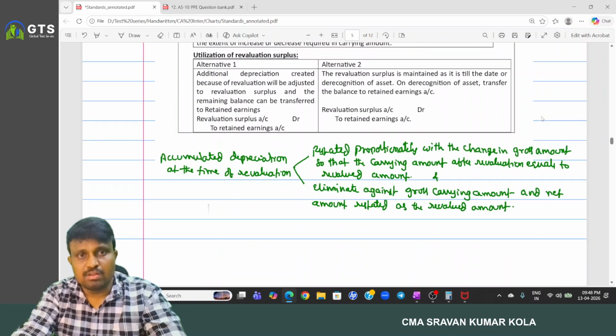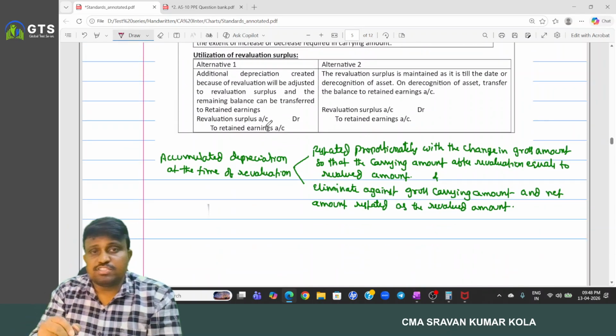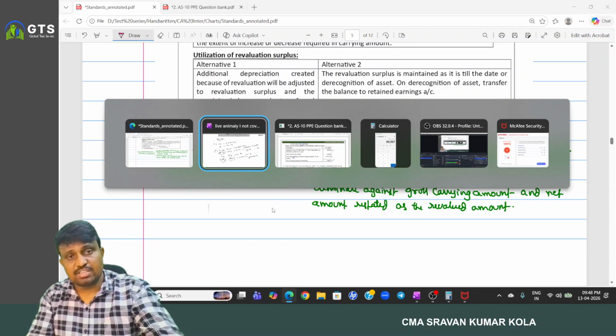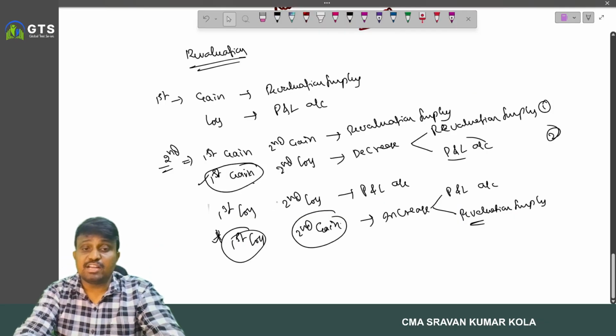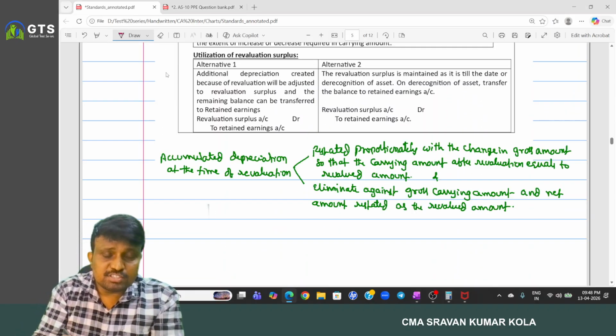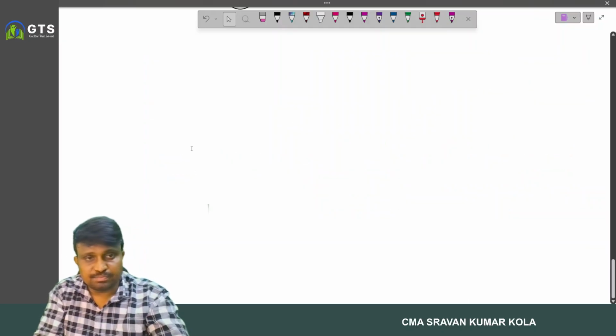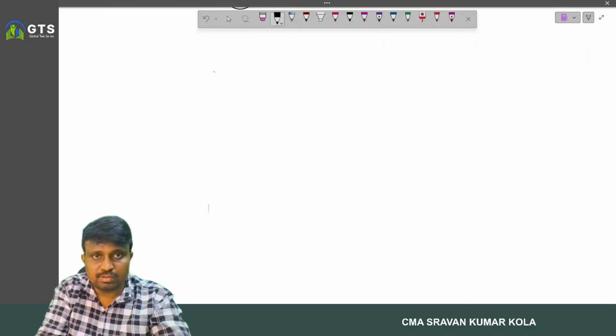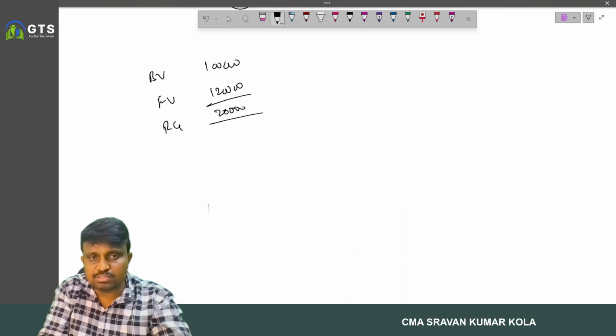And next, what do we do with revaluation surplus? How to consider the revaluation surplus balance, if any, we have? For example, here the book value of the asset is 1 lakh and the fair value of the asset is 1,20,000, and the revaluation gain is 20,000.